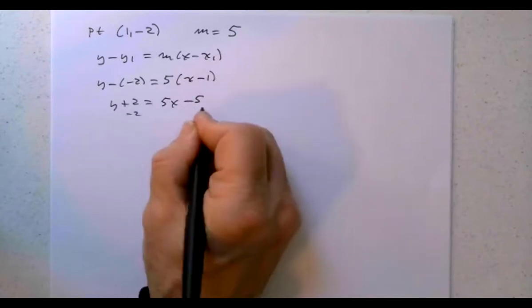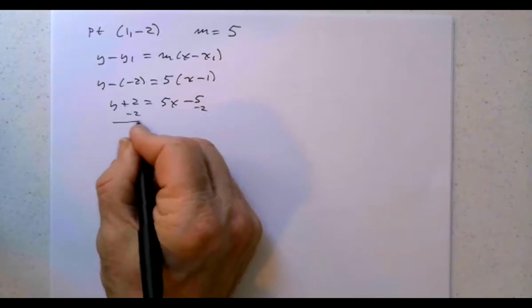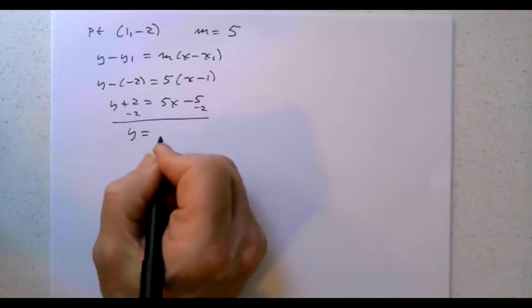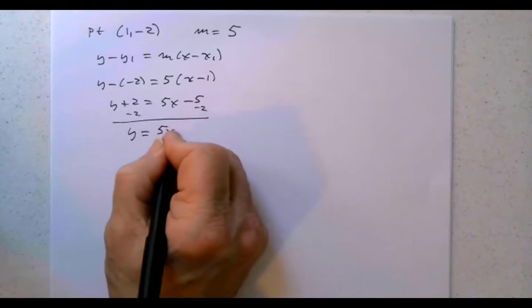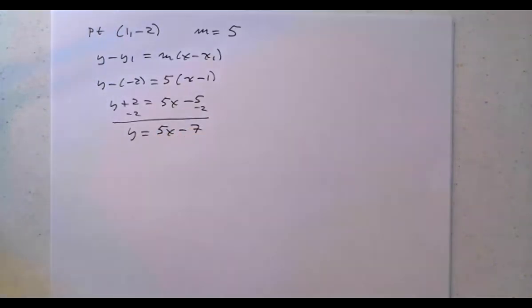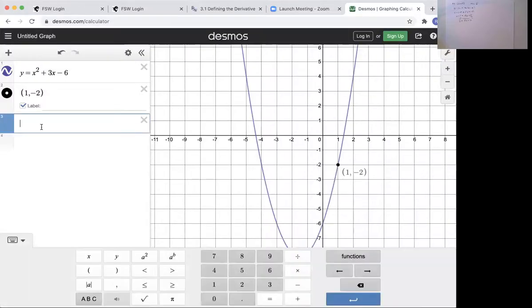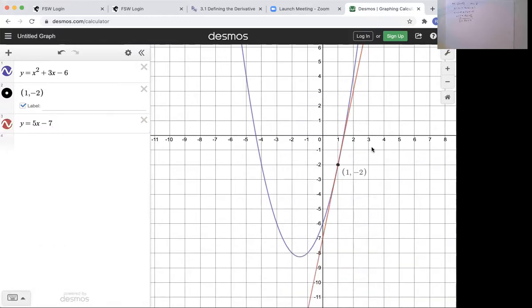Subtracting 2 from both sides to put it in more of a function form, or slope-intercept form, y equals 5x minus 7. So let's see if this is truly the equation of the tangent line that goes through that point 1, negative 2. So we're going to graph it, y equals 5x minus 7. And there it is. There's the idea.